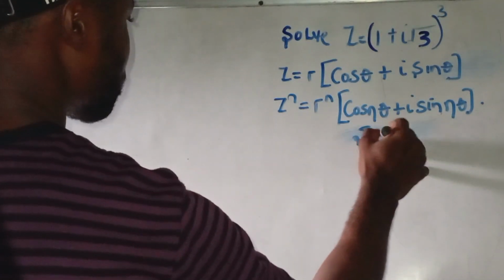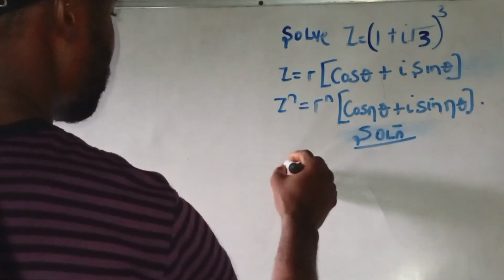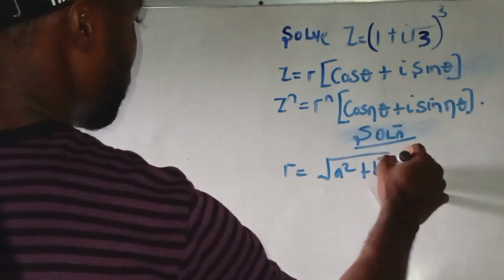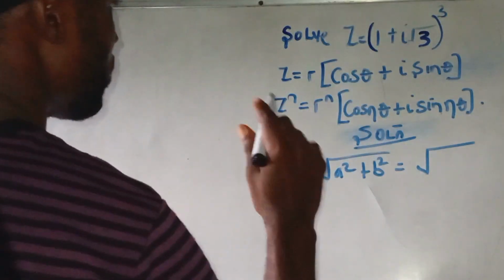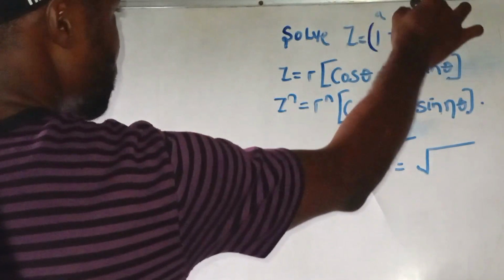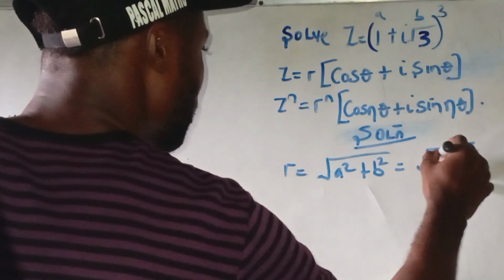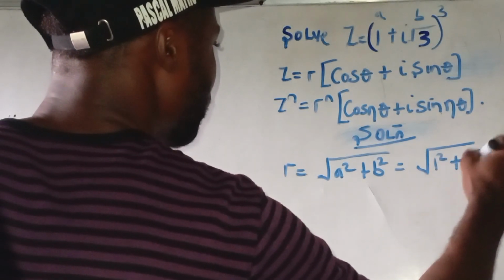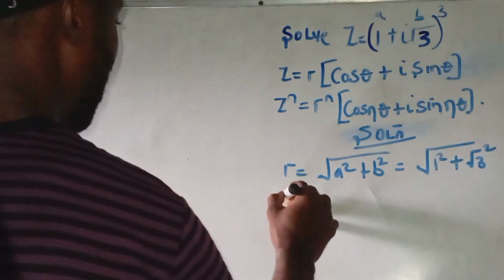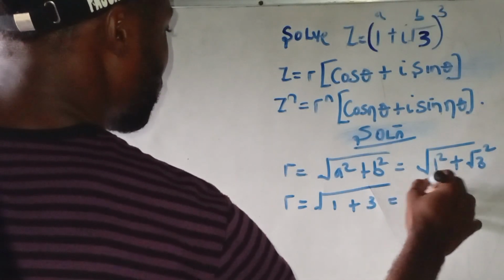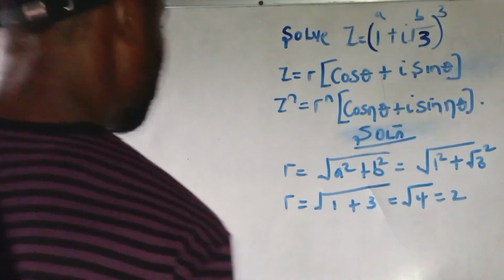So solution: step 1 is always the modulus, the square root of a square plus b square. Recall that this is a and this is my b. My a in the question given is 1 and my b is square root of 3. This is 1 square plus square root of 3 raised to power 2. So r is equal to square root of 1 plus 3, which is equal to square root of 4, which is equal to 2. We are done with that.